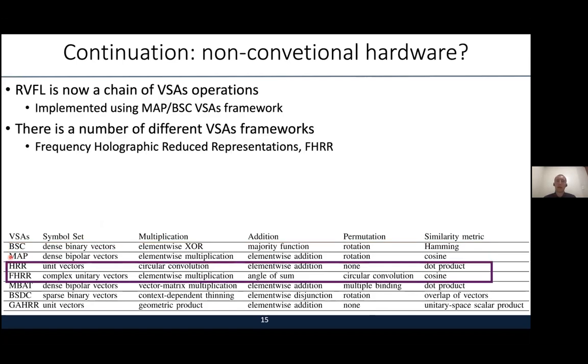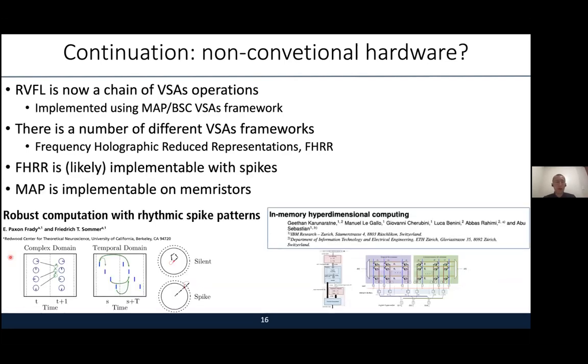For example, we can use frequency holographic reduced representations. And that can allow us to implement these algorithms on different hardware. For example, it was recently shown that the MAP framework can be implemented using memristors, and there might be ways of implementing the frequency holographic reduced representation using spikes. And this is an avenue for further work.